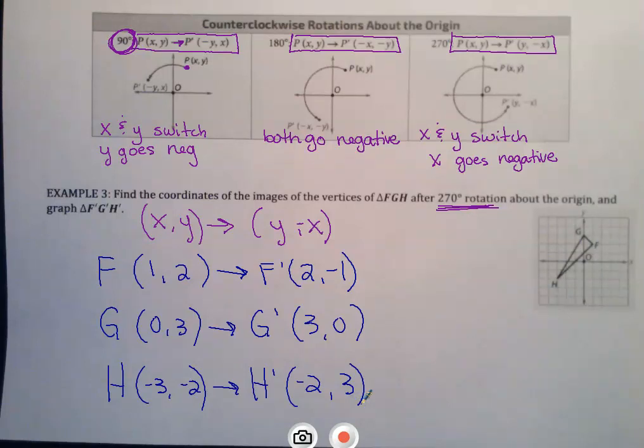And then you're ready to graph it. That's it. We had to find the coordinates of the images, and then we did the new coordinates of the image. So we did the pre-image and the image. Now we're ready to graph it.